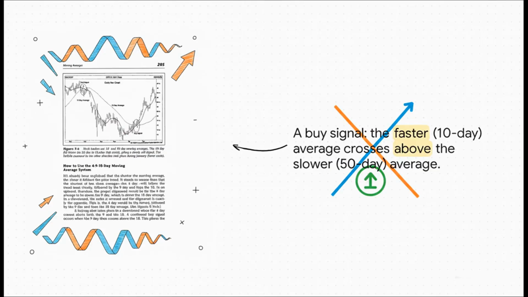So with this method, we're not just watching the price anymore. We're watching the relationship between two different averages, a fast one and a slow one. In this example, you get a sell signal when the faster 10-day average crosses below the slower 50-day. The buy signal? That comes when the fast one crosses back above the slow one. You're basically waiting for the short-term trend to confirm that the longer-term trend is changing too.